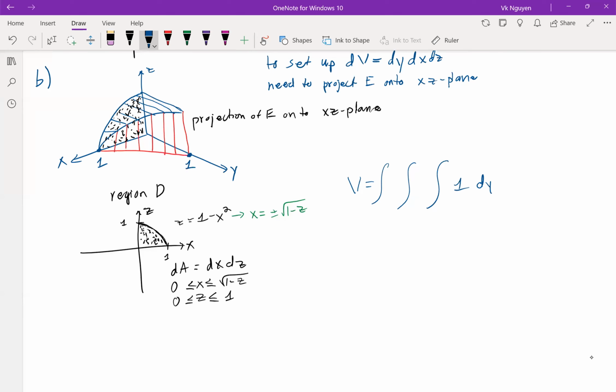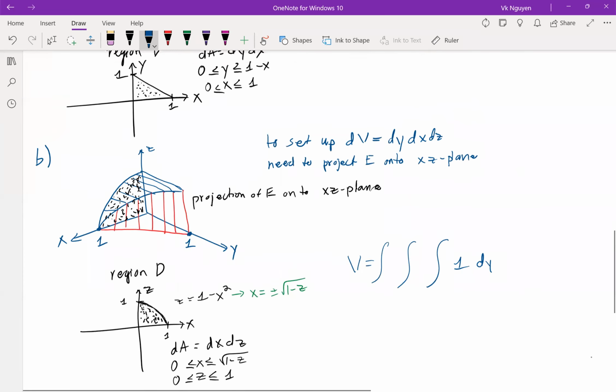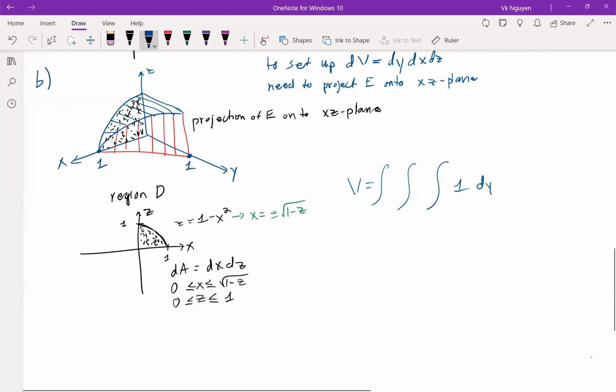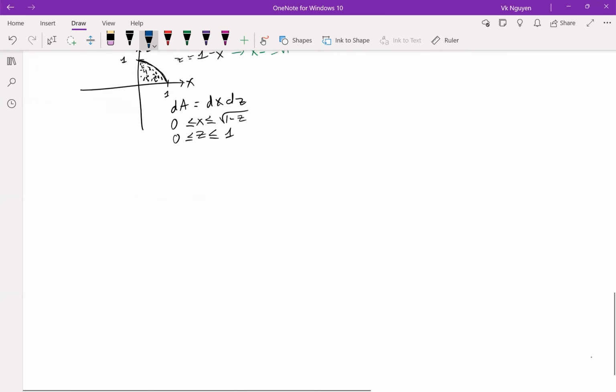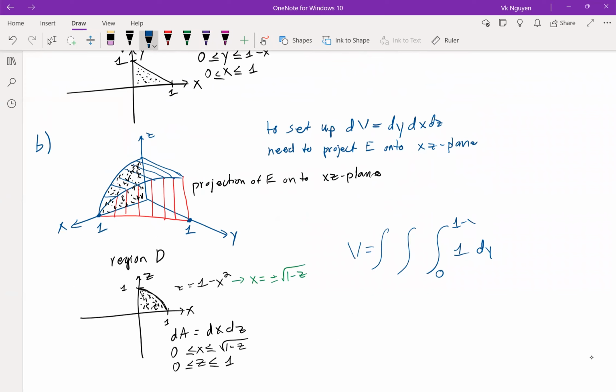So it goes from the xz plane to the plane y equals 1 minus x. The xz plane is y equals 0, to y equals 1 minus x. And then dx dz, luckily we did the setup here: 0 to square root of 1 minus z, and 0 to 1.